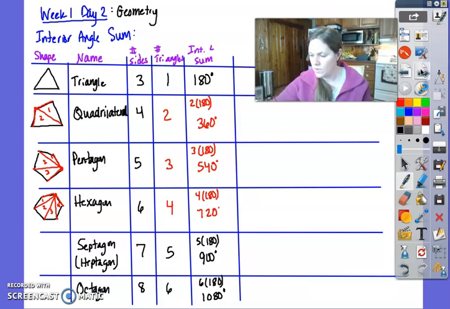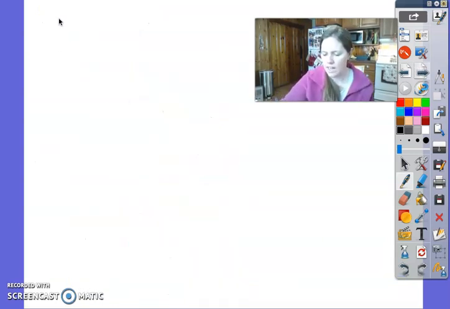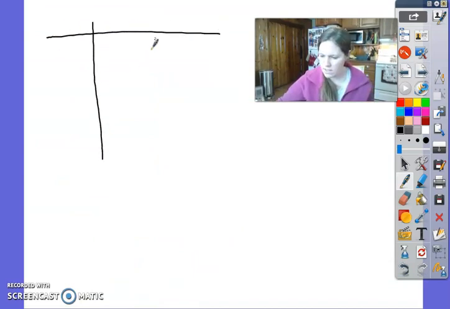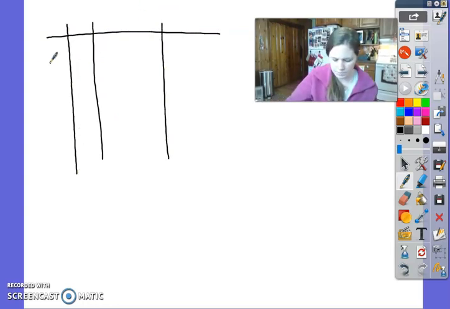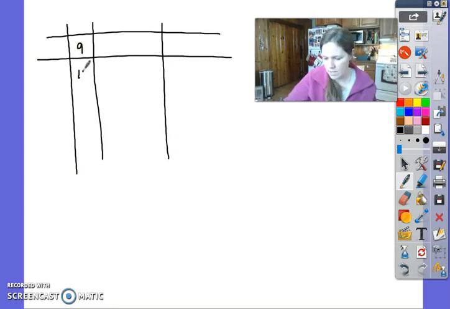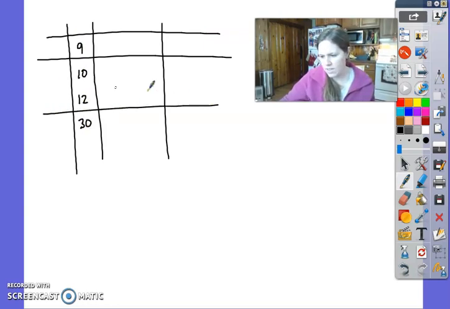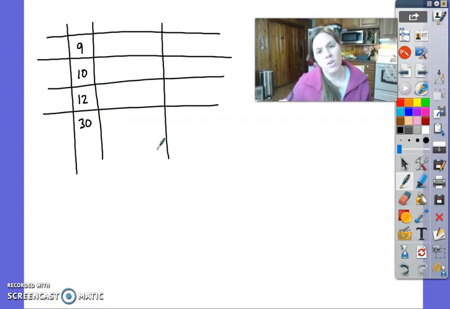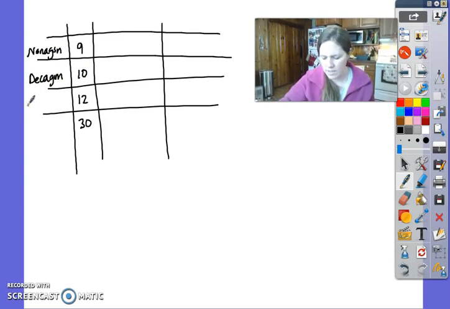All right, so for our next page, we're not going to set up quite as complicated a diagram. Let's see. Across, down, down, and maybe I'll make a little note here. So I want a 9-sided shape, a 10-sided shape, a 12-sided shape, and randomly a 30, because this rule works for all the polygons, no matter how many sides they have. All right, so a 9-sided shape is called a nonagon. A 10-sided shape is called a decagon. And a 12-sided shape is a dodecagon.